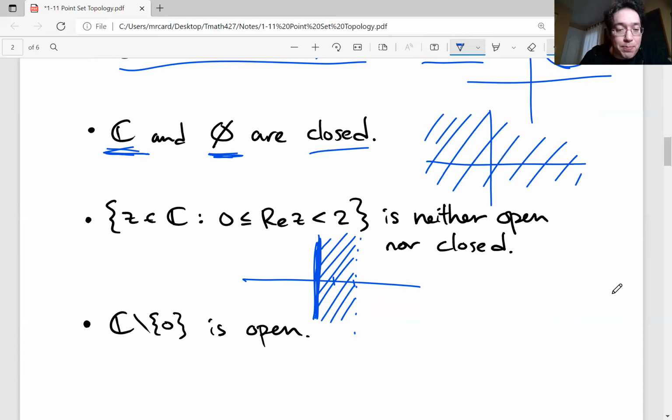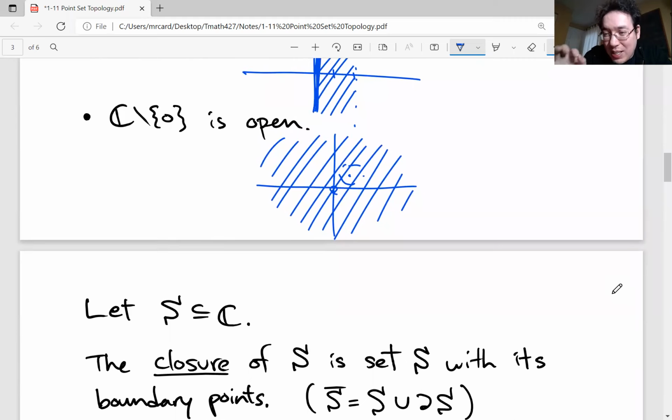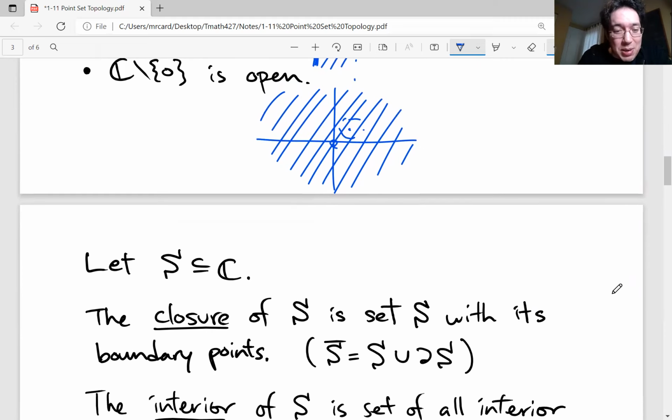If you have the entire complex plane with a hole at the origin, so everything except for one point, this is considered an open set because no matter where you pick, as long as you choose a radius that stays away from the origin, it's entirely contained in the set, so it's open. It's not closed because that origin is considered a boundary point. It's a weird looking boundary, but it is a boundary.